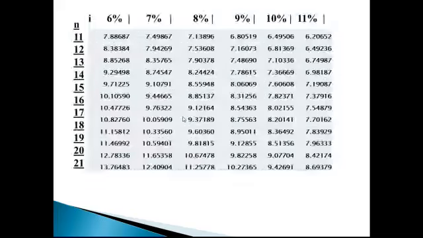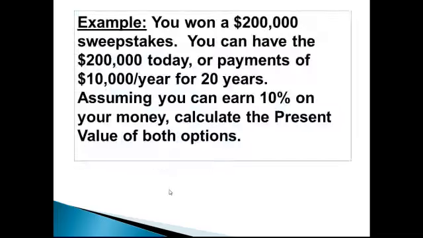Again, I zoomed in on just a part of the table. This is years 11 through 21 and interest rates 6% through 11%. Just to let you see those numbers a little bit closer. And this is the part of the table we're going to look at with our example.